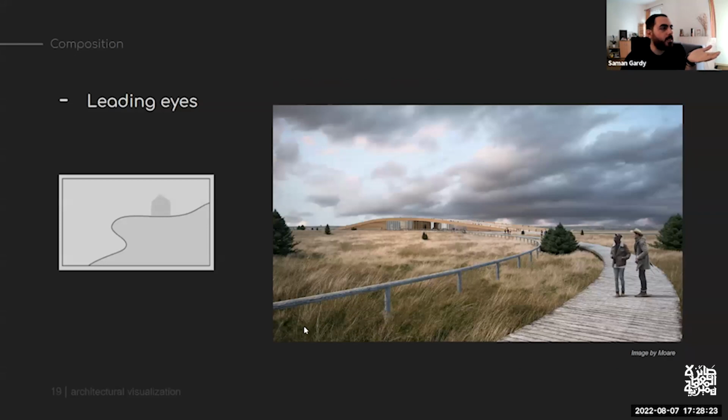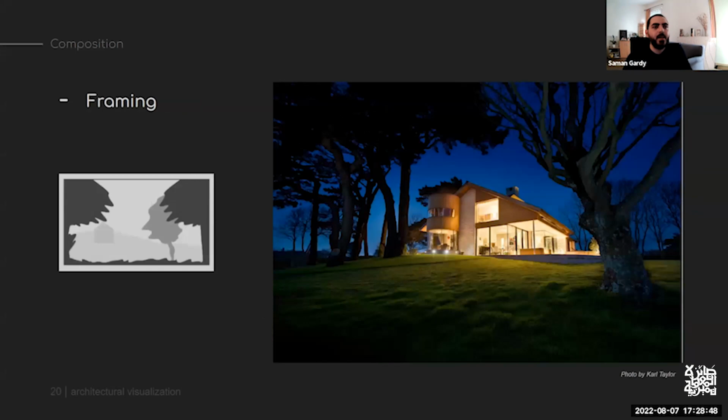In this artist's work, again, they used this path, which leads our eyes to the building itself. So you try to find a path or a road or a landscape line to direct the viewer's eye to the point of interest.